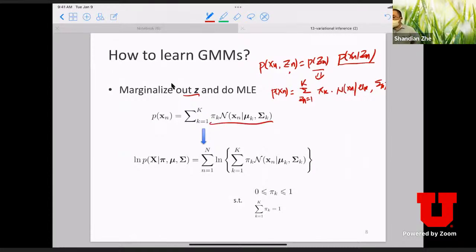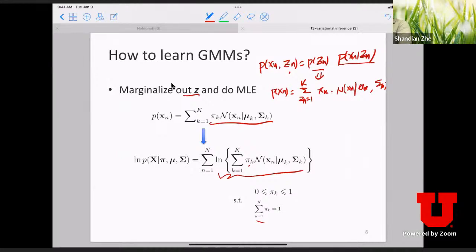And then we can just do the maximum likelihood estimate. We maximize the marginal likelihood for all the data points, because those data points are generated independently. So the log joint probability will be the summation over all the data points. For each data point, the log likelihood will be the log of the summation of pi k and the Gaussian likelihood. And of course, to get a valid probability vector pi, you have to add additional constraints that each pi k is between 0 and 1, and the summation is 1. So you might need to add some Lagrange multiplier into that.